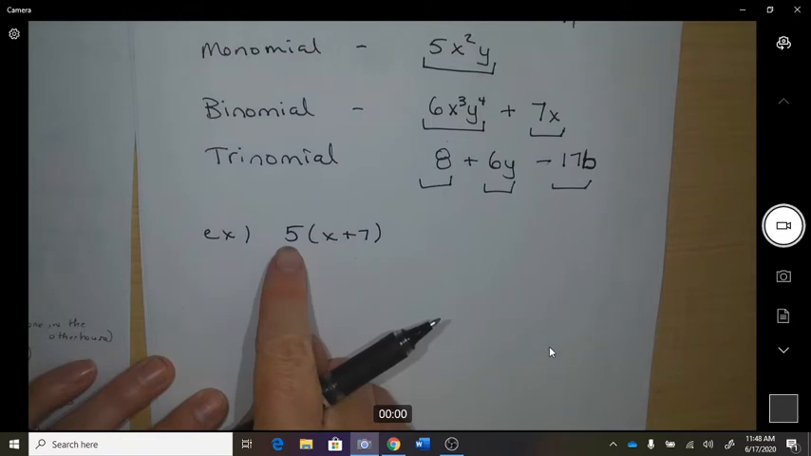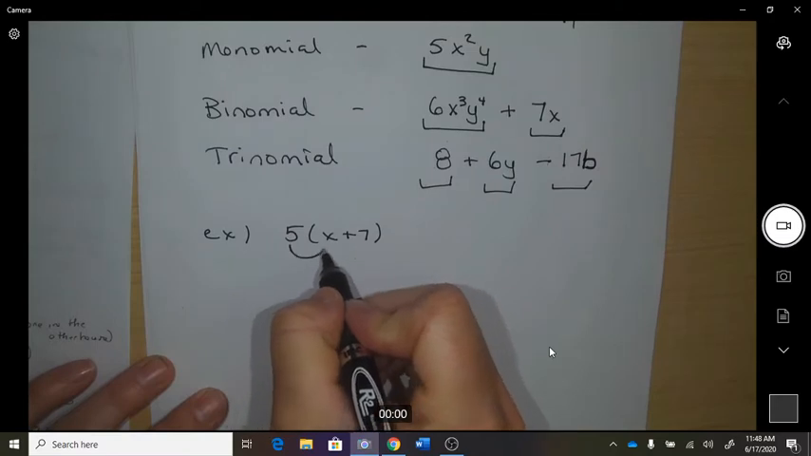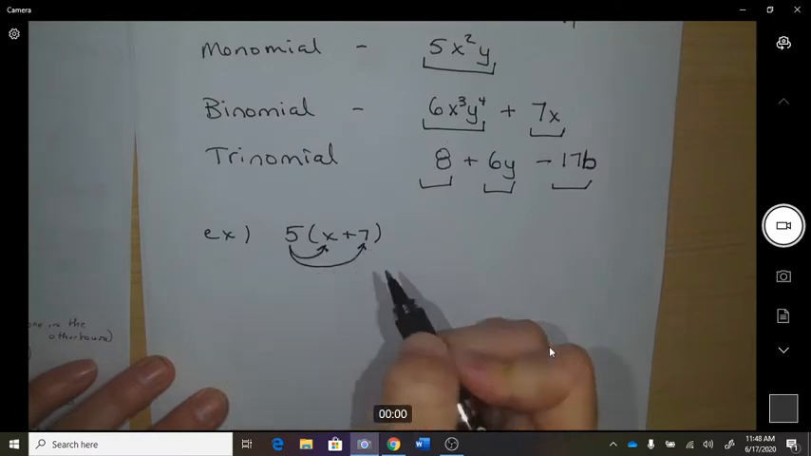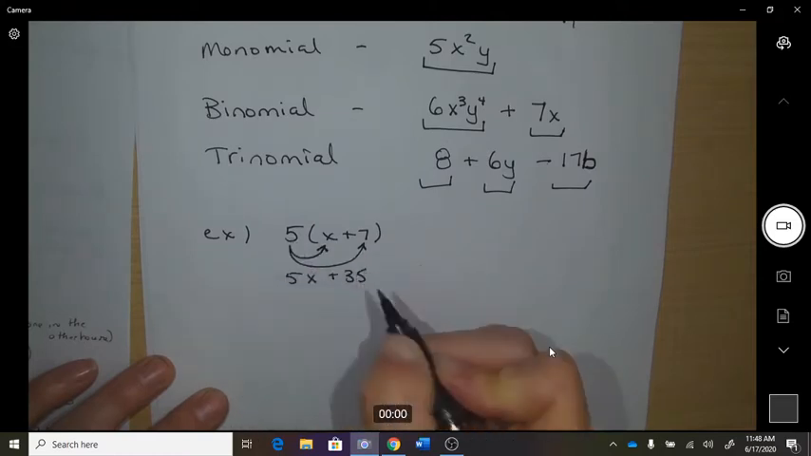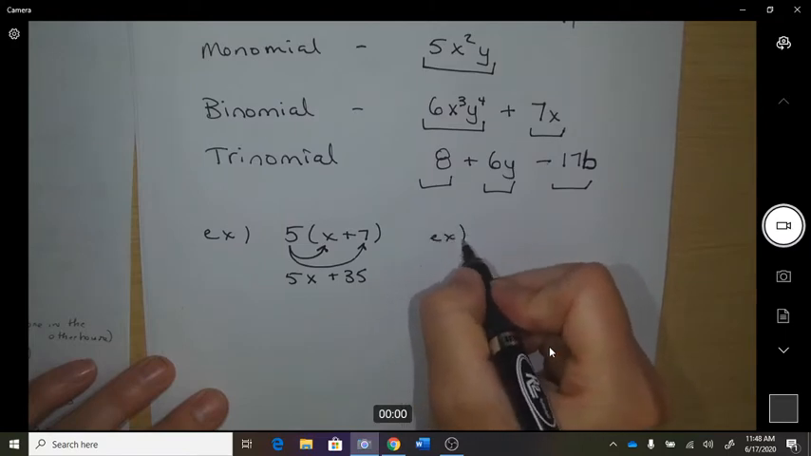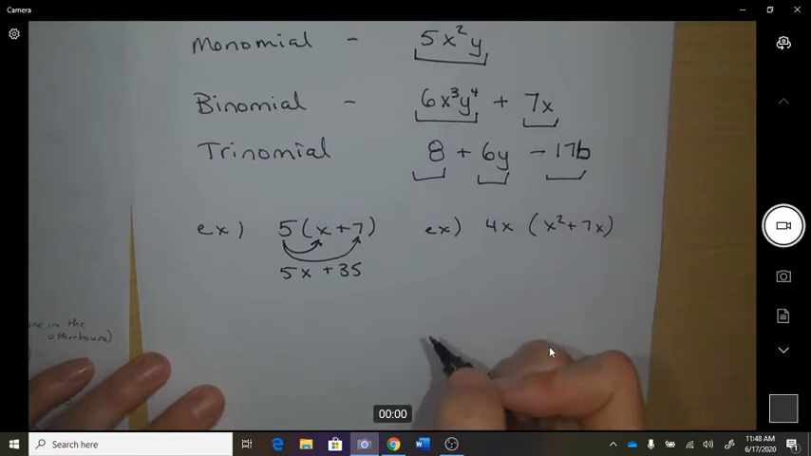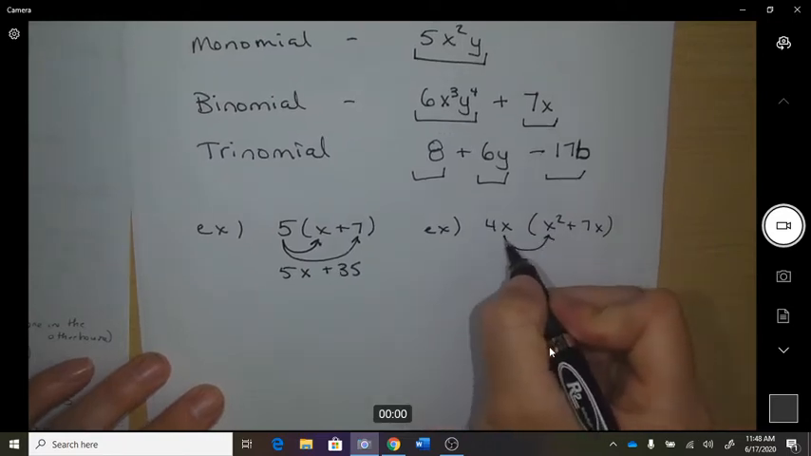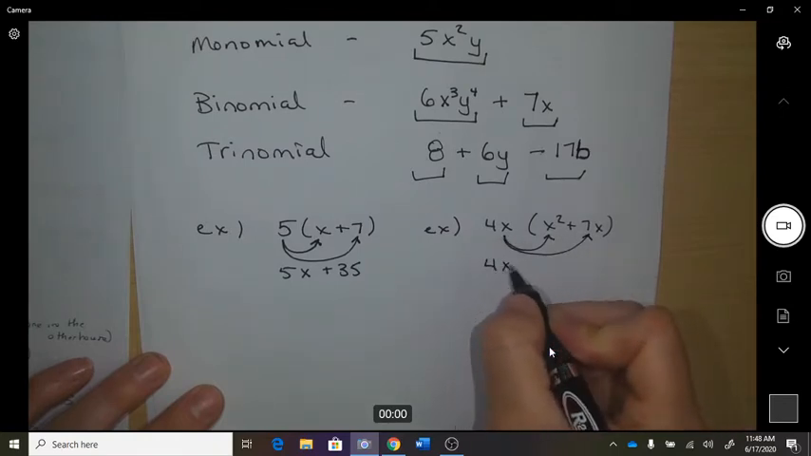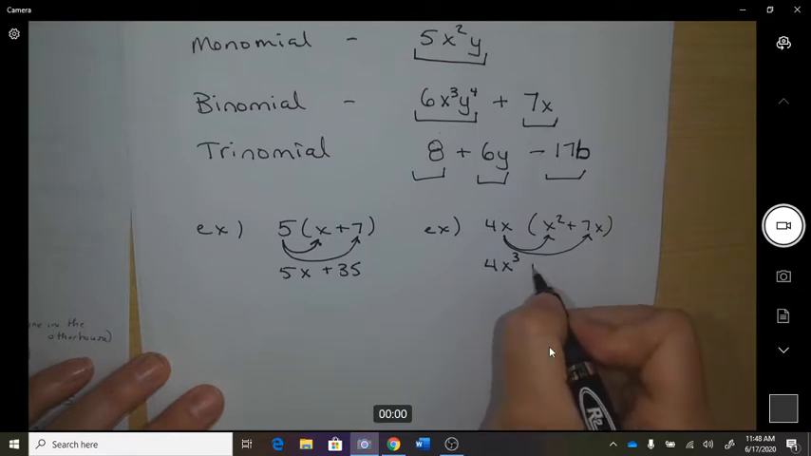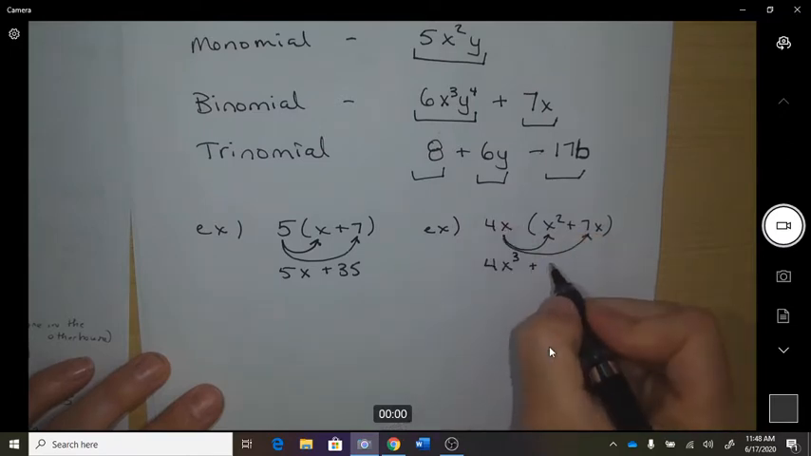Okay, so here's an example. We're going to multiply this monomial by this binomial. So we have to distribute the 5 into the parentheses. That would be 5x and then plus 35. Now 4x times x squared plus 7x. Again, we have to distribute this throughout the parentheses. So 4x times x squared is 4x cubed, plus 28x squared.